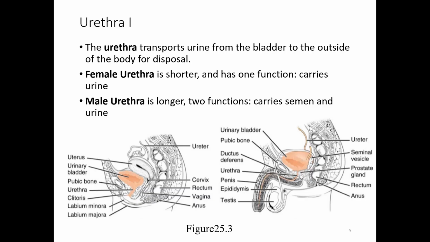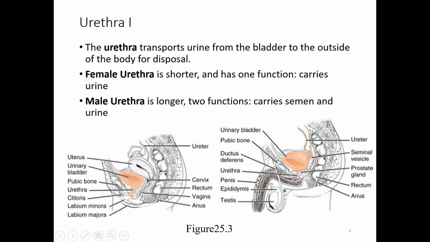We start the anatomy of the system from the urethra. Urethra is a tube that transports urine from the urinary bladder to the outside of the body. You need to know differences between male and female urethra, and there are 2 main differences. Female urethra is shorter and has only one function.